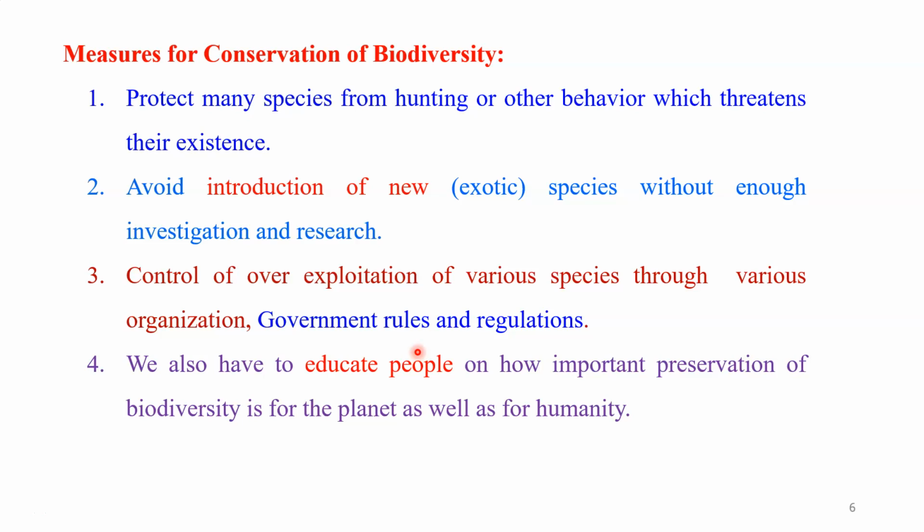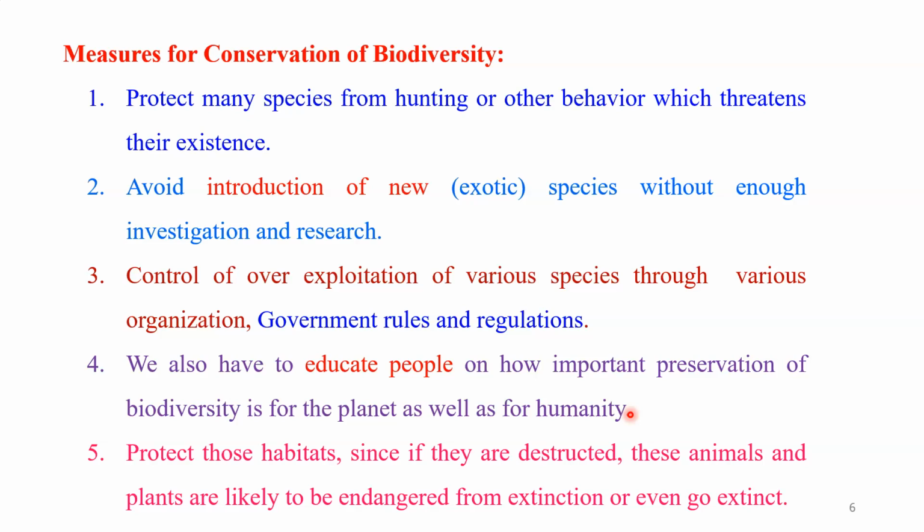Third, the next measure is that we also have to educate people on how important the preservation of biodiversity is for the planet Earth as well as for humanity. Dear student, this is very important, because a small misbehavior of human beings can damage our biodiversity, and we will lose the ecological balance that we have to some extent on the surface. Therefore, we have to educate people in proper and good behavior that will be eco-friendly with nature and the environment. So this measure is also very important if you want to conserve biodiversity.